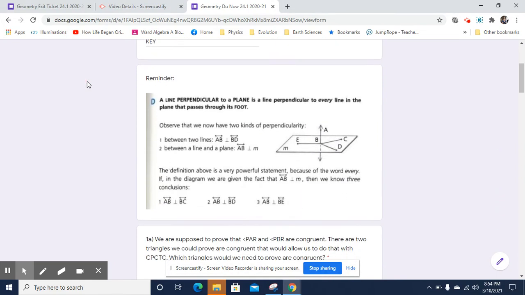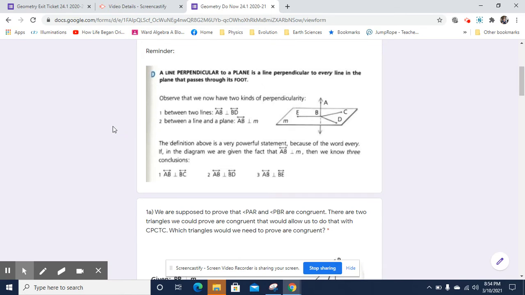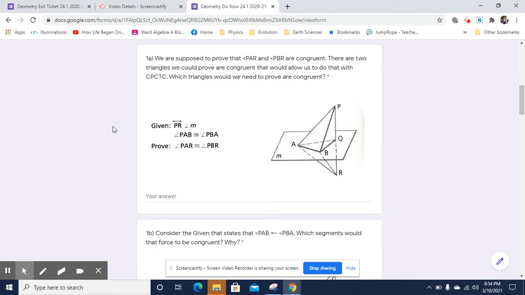So, a reminder that if you have a line that's perpendicular to a plane, it's also perpendicular to every line in the plane that passes through its foot, and the foot is just the point where that line intersects the plane. So we have this really funky figure here, and we're asked to prove that angle PAR is congruent to angle PBR.